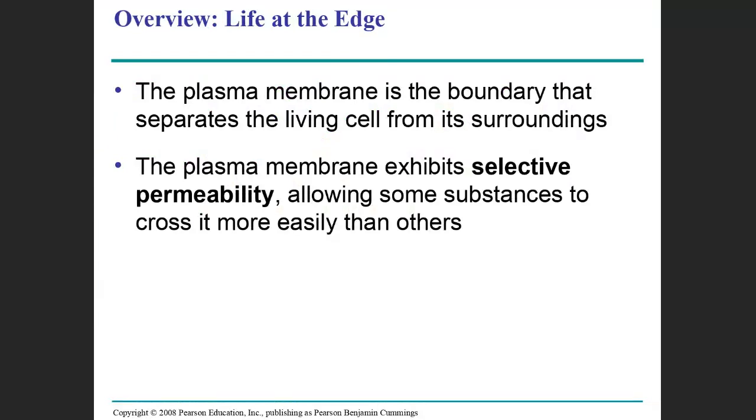So we know that the plasma membrane is a boundary that separates the living cell from its surroundings. Everything within the plasma membrane is the cytoplasm, which includes organelles. If you remove the organelles, what you have is the cytosol. The plasma membrane helps to make a cell separate from the rest of the environment, and it is selectively permeable. So some substances can pass through it, other substances cannot.